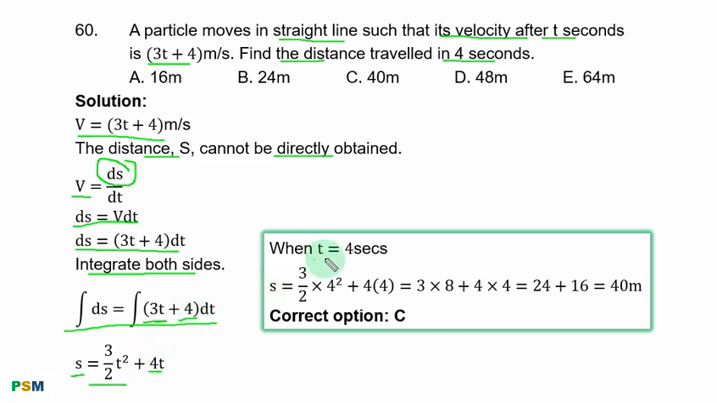When t is equal to 4 seconds, you come here and replace t with 4, you have this result. 4 squared is 16. Divide by 2, you have 8. That is 3 times 8 plus 4 times 4 equal to 24 plus 16. That is 40 meters. The correct option is C.